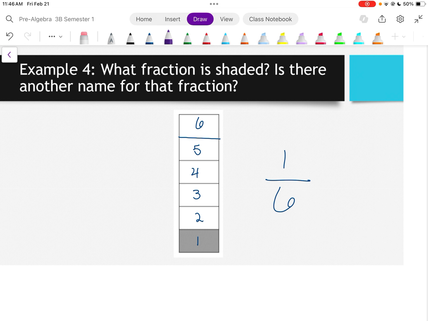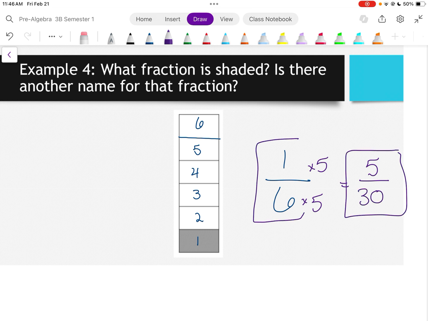This time, for another name for the fraction, I'm going to choose a different number. I'm going to multiply by 5 this time. I'm not going to draw it because adding 5 lines would be a little difficult in this picture, so I'm just going to find it mathematically. And that would give us another fraction of 5 over 30. And both of these are equal to each other.